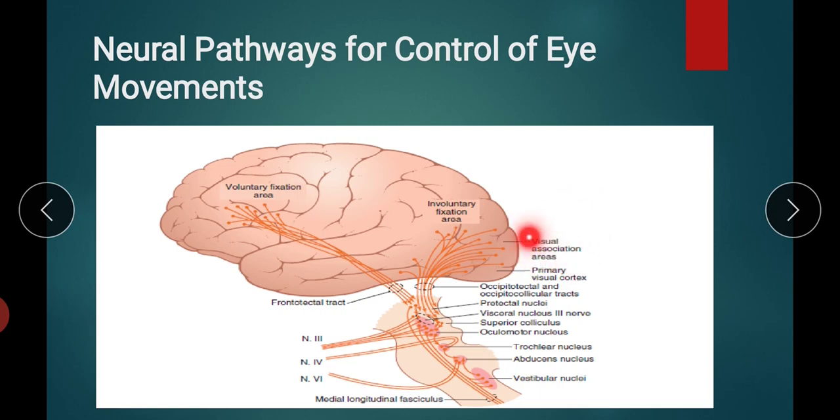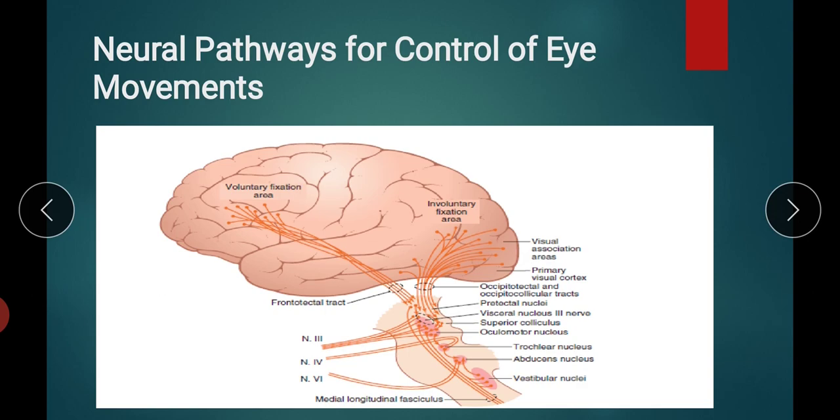This visual association area is actually a secondary visual area. In a previous lecture on the visual cortex, we discussed that the fibers from the visual pathway mainly end in the primary visual cortex, and some also end in the secondary visual cortex. So this secondary visual cortex is known as the visual association area, and signals are transmitted from the primary visual cortex to the secondary visual cortex, which is mainly responsible for involuntary fixation movements of the eye.